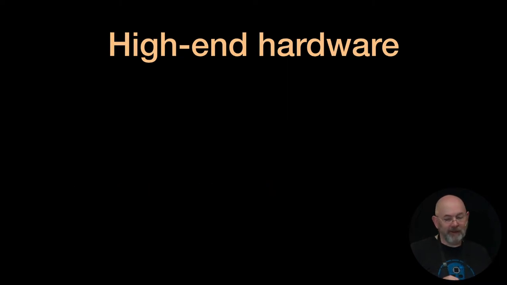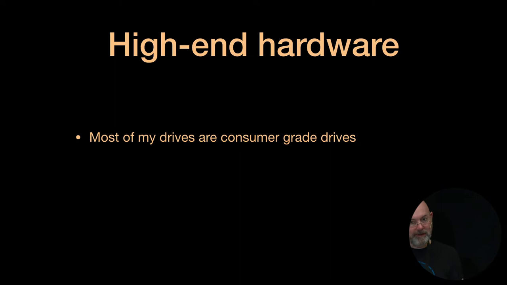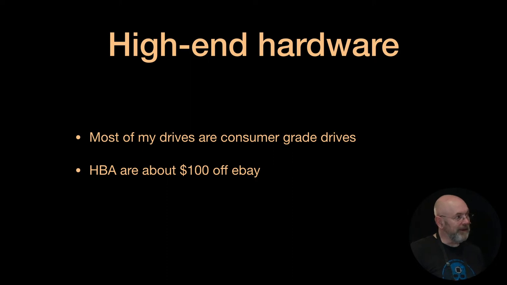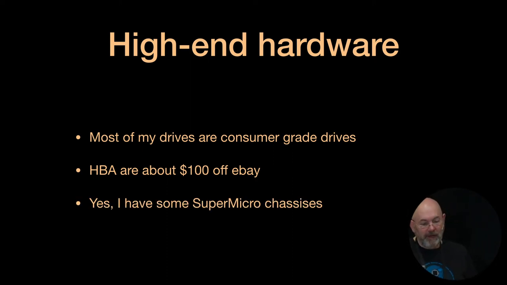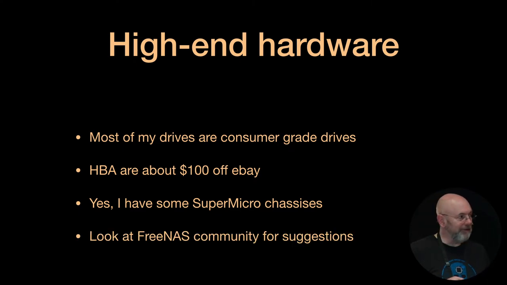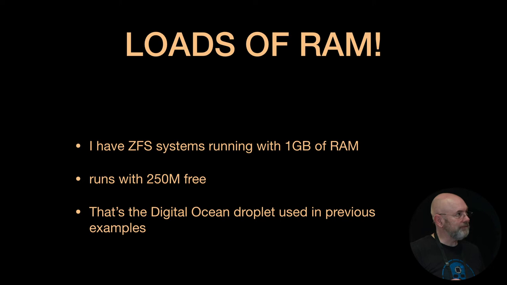You need high-end hardware. No, you don't. Most of my systems are consumer grade. They're definitely not enterprise. You can get an HBA for about $100 off eBay. I do have some Supermicro chassis because I bought myself birthday presents, and they were very much nicer than what I had before. When you're looking for hardware, look to the FreeNAS community because they figured this all out already, especially for consumer grade stuff.